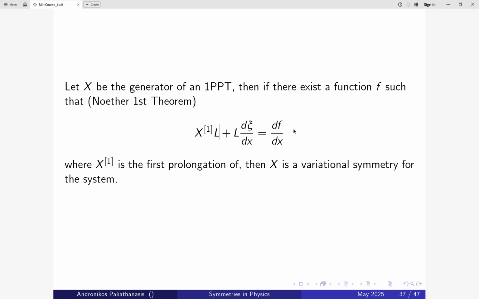Function f in the physics literature is usually referred to as a gauge function, but this is wrong terminology. Function f is a boundary term, which does not contribute to the variation. So if we have a transformation that transforms the Lagrangian to the same Lagrangian plus a boundary term, then the variation will give us the same field equations. This condition is called Noether's first theorem, and it is valid not only for point transformations, but also for generalized transformations of high order.